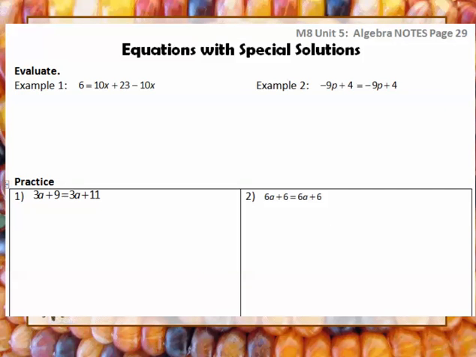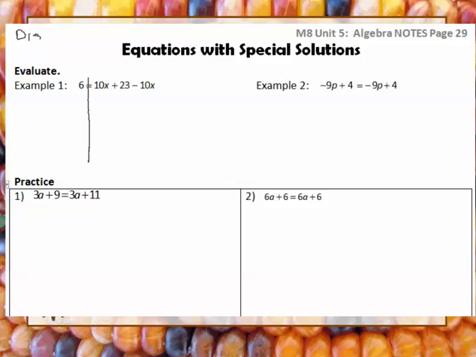Alright, let's look at the next page. So this is solving equations, but there's some special solutions that happen. And this is page 29 in your binder. So let's look at the first example that we have at the top of the page. If we were to solve this problem, we're still going to follow our multi-step rules.